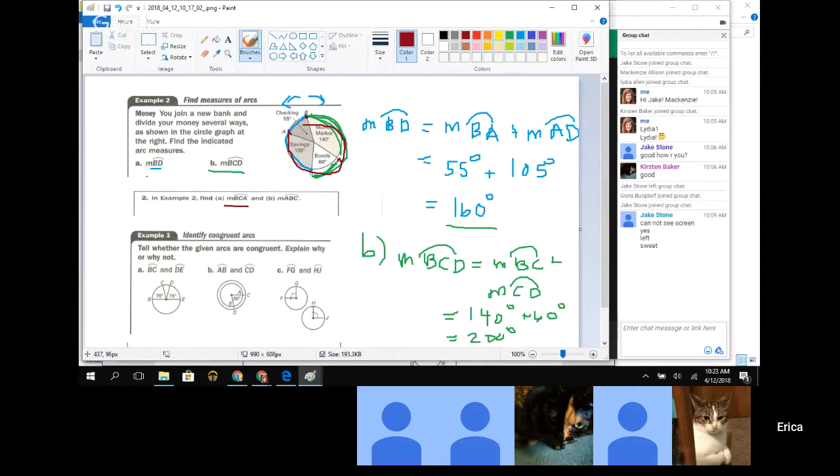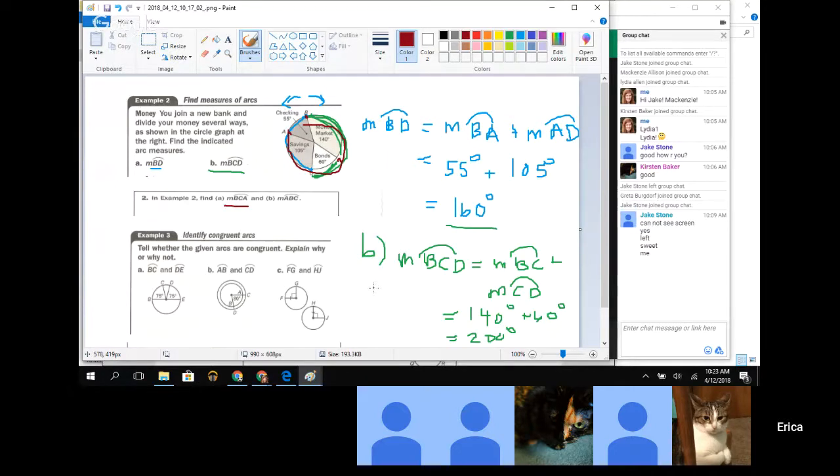Okay. So who got 305 degrees? If you add up 140 plus 60 plus 105, you should get 305 degrees. Or you could take 360 degrees and subtract 55. Awesome.